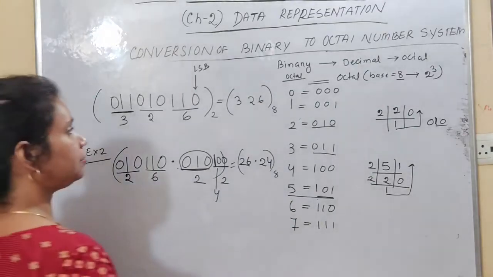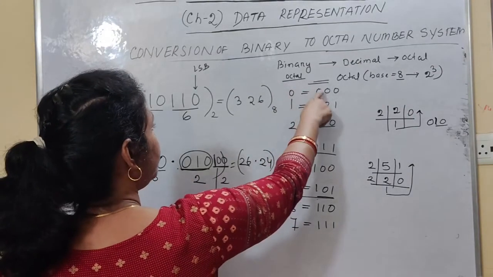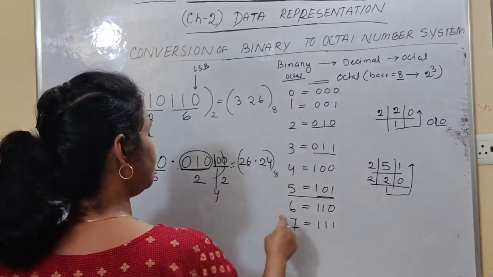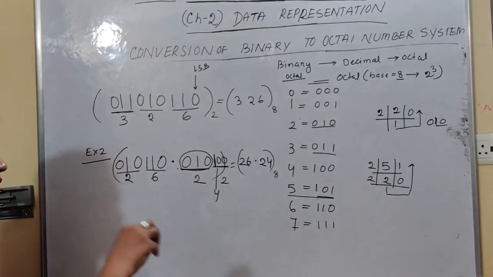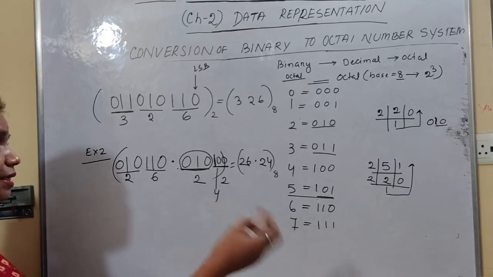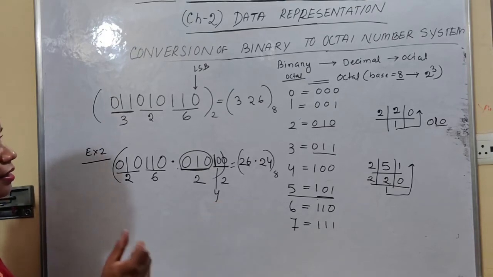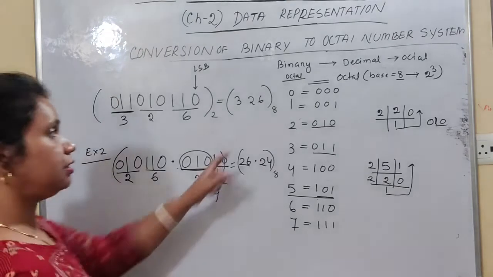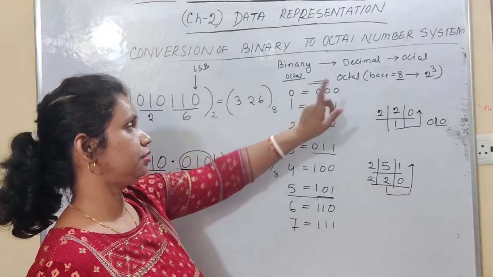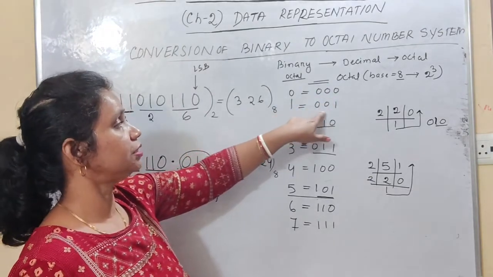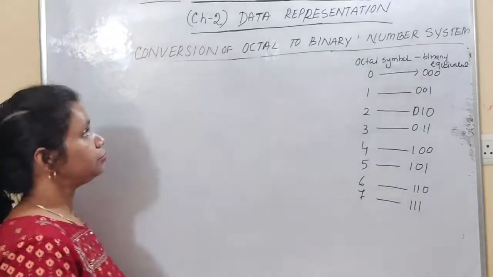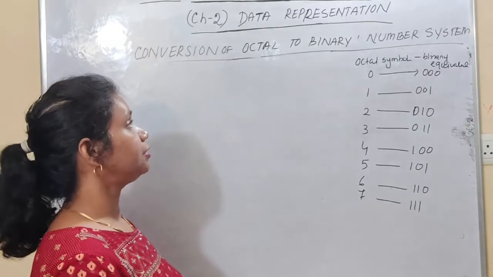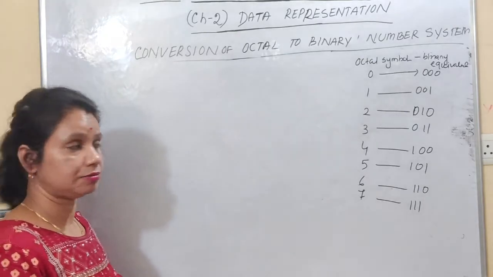But here you need to remember the binary representation of octal digits. When you represent any octal digit by its equivalent binary, you have to make 3 bits. So 0 can be represented by 000, 1 is represented by 001, and so on. Now students, we will discuss how to convert an octal number into its equivalent binary number system.